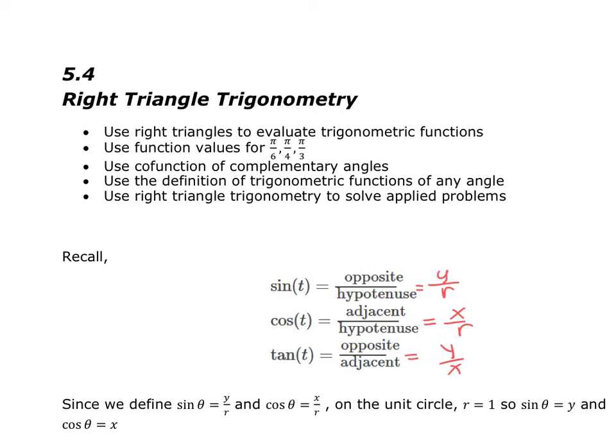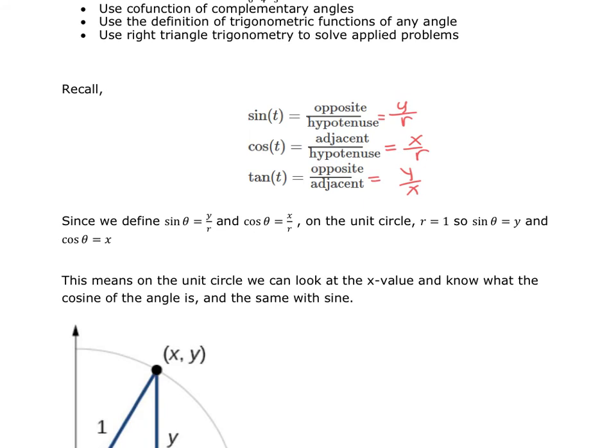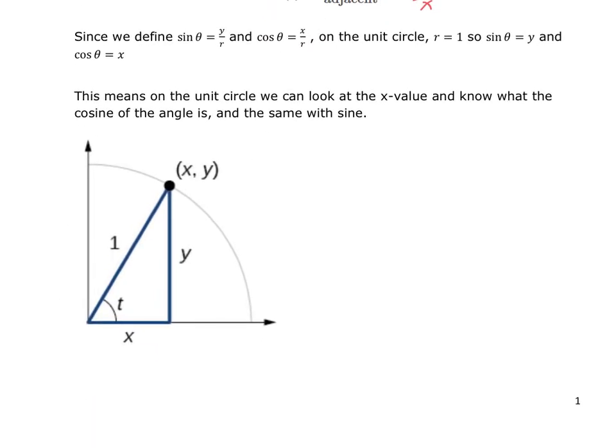Now, what we know when we are working on the unit circle, when the radius is equal to 1, then my sine is just going to be equal to the y value, and my cosine is equal to just the x value because my radius was 1. What we know from being on the unit circle is that this is the cosine of the angle, and this is the sine of my angle.